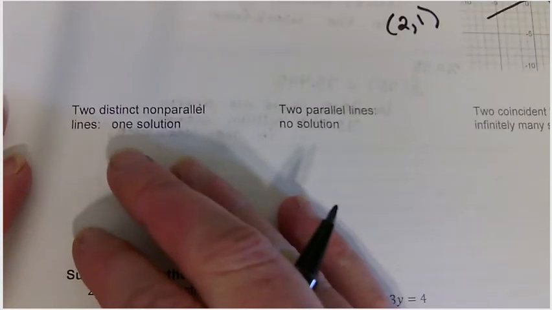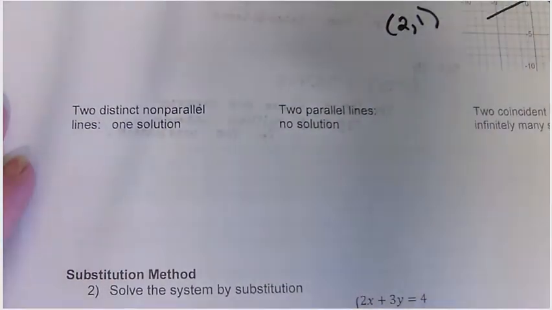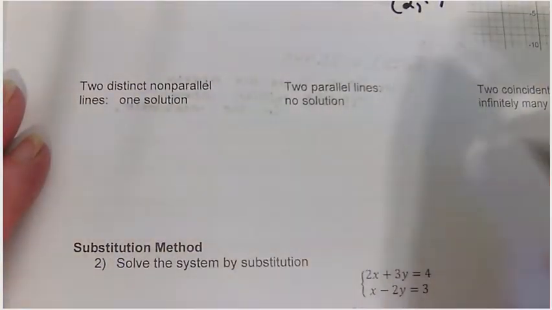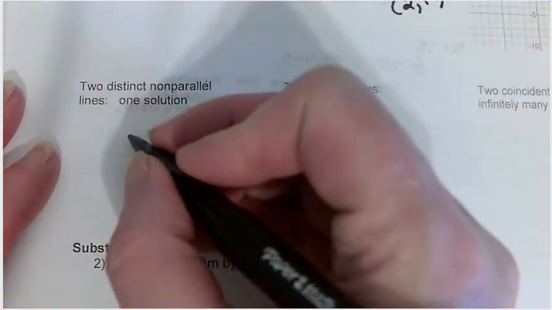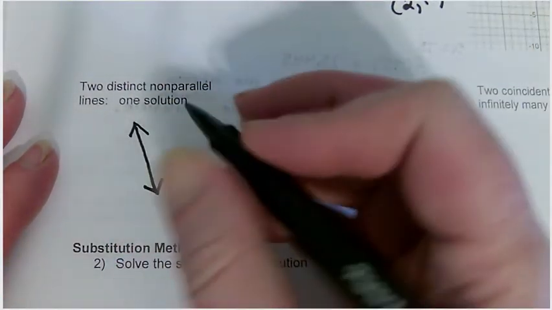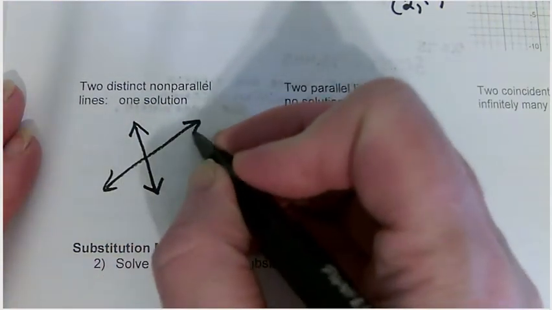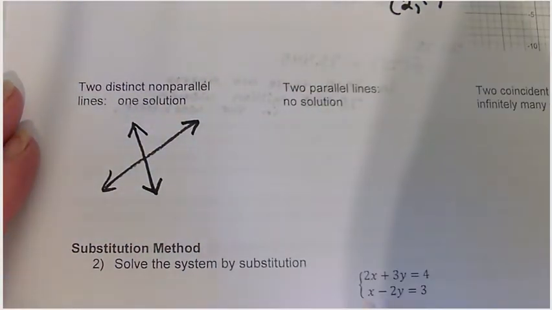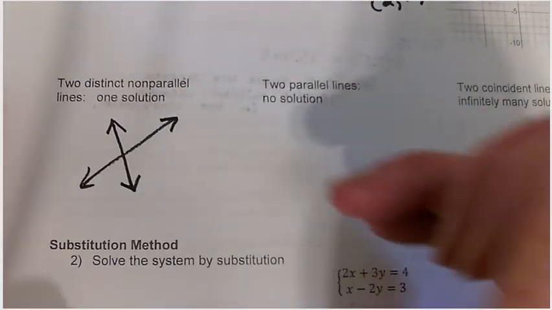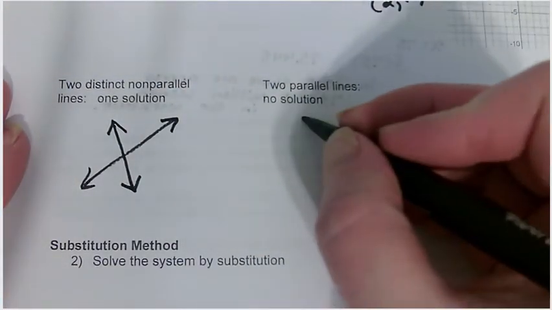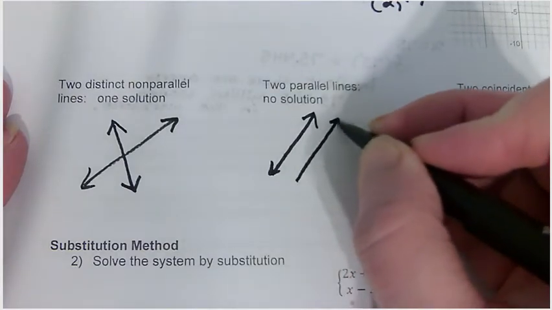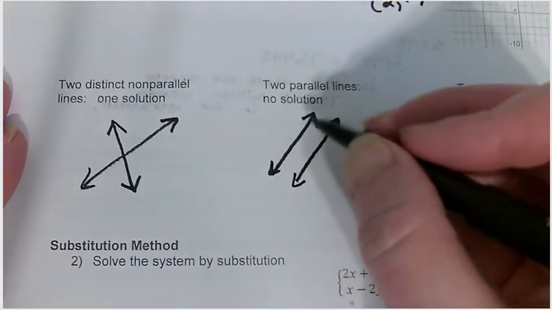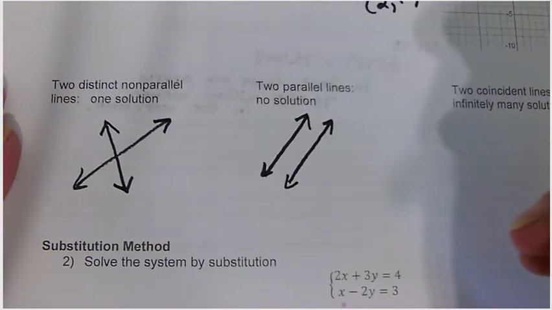Now, thinking about it graphically, there's 3 cases that we can have. We can have what happened here, where we have 2 non-parallel lines and they cross at one point. But we could also have 2 parallel lines that never, ever, ever cross. That would be no solution.